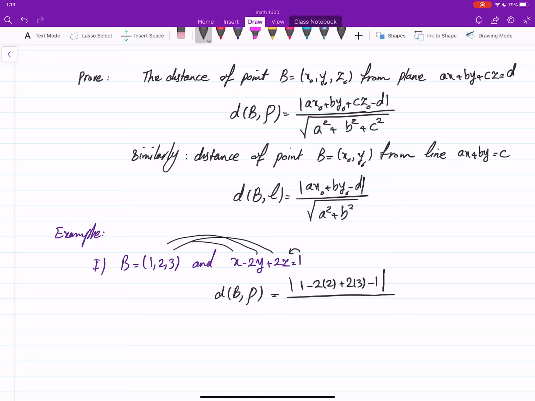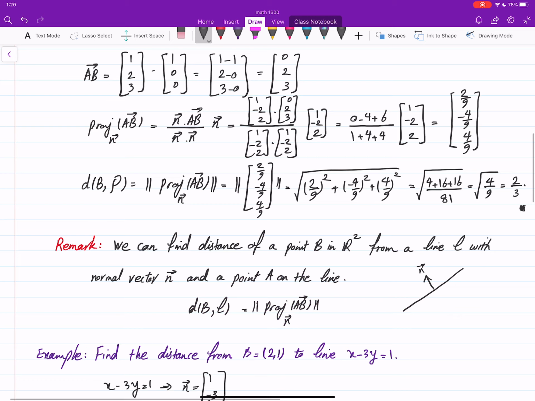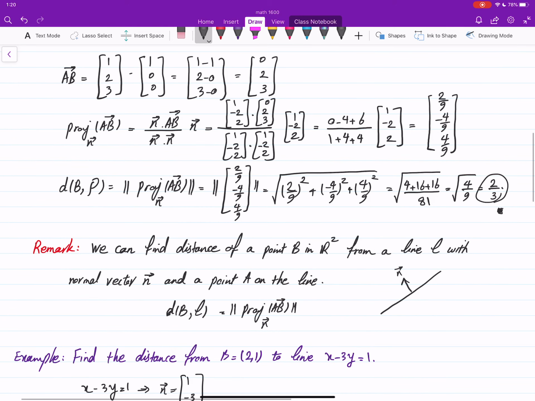Also, you need to put absolute value. Sometimes this might get a negative number there. And then in the denominator, you have 1 squared plus negative 2 squared plus 2 squared. This gives us what? In the numerator, we have 1 minus 4, negative 3, plus 3 plus 6 is 3, minus 1 is 2. So the absolute value of 2 is 2. In the denominator, 1 plus 4 is 5, plus 4 is 9, and that's root 9. So this is 2 over 3, the same number that we got in that example. Let me just quickly show you. This is the same number, yes, we found here.